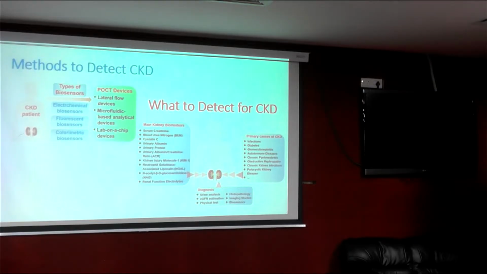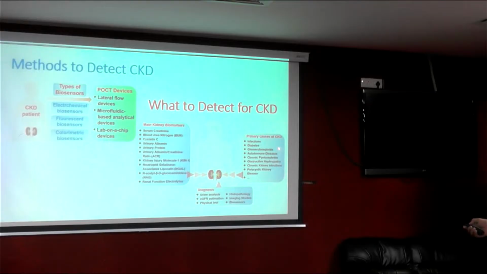serum creatinine. This is one of the components of the blood. Then you have blood urea nitrogen. Then you have albumin, protein. These are all components which are inside the blood. If there is an imbalance of these components, you can tell initially that you have an initial problem related to kidney.